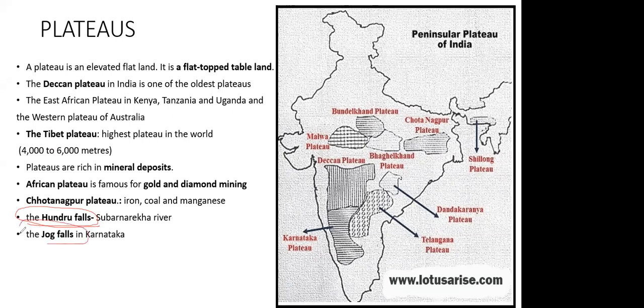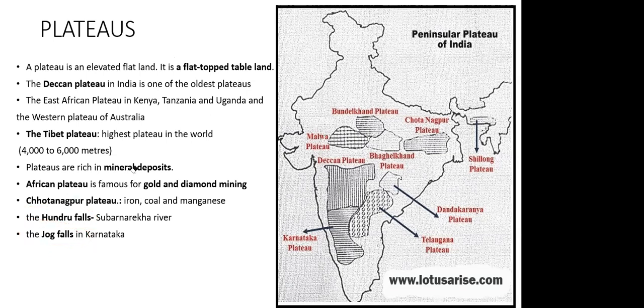So Hundru Falls is in the Subarnarekha river and Jog Falls is in Karnataka. So these two are important points, you can note them down.